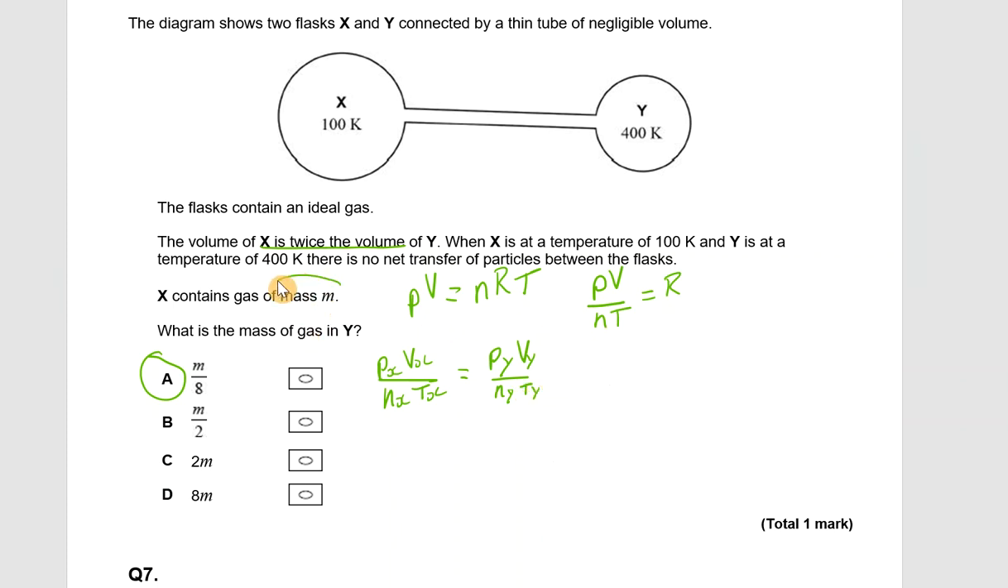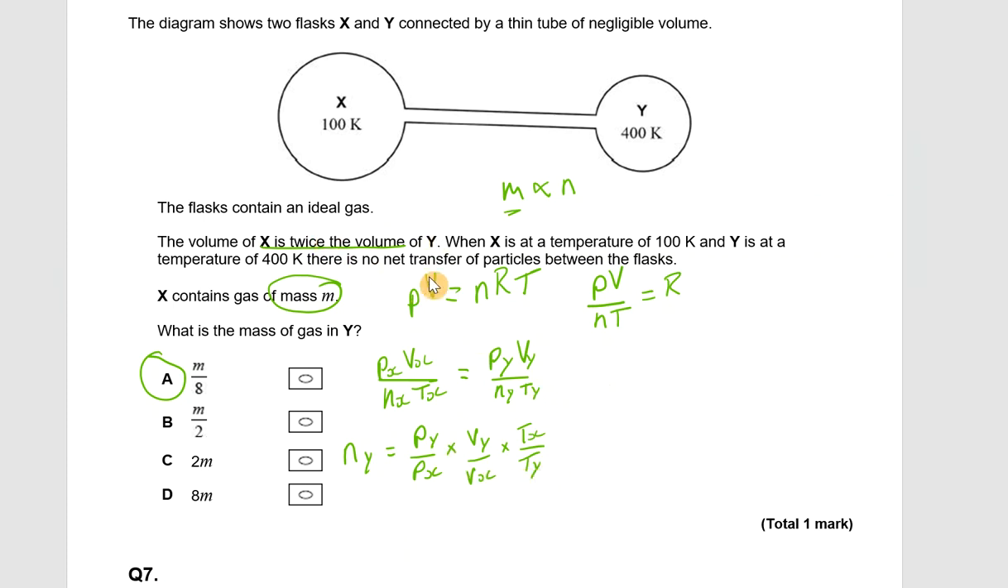Now you notice we're after mass, and I don't have mass in this equation, but what I do have is the number of moles, and the mass is going to be directly proportional to how many moles there are. So if I can find out how the number of moles changes, I've found out how the mass changes. Okay, so it's the number of moles in Y, or the mass in Y, that I'm interested in, so I can rearrange this equation and I can say the number of moles in Y is equal to the pressure in Y over the pressure in X, multiplied by the volume in Y over the volume in X, multiplied by the temperature in X over the temperature in Y.